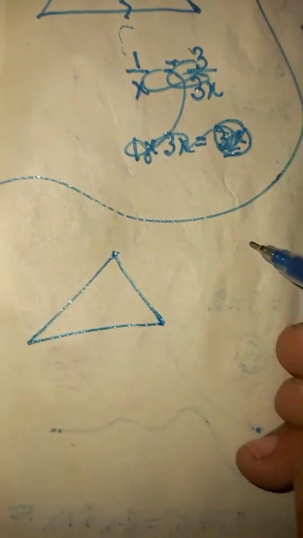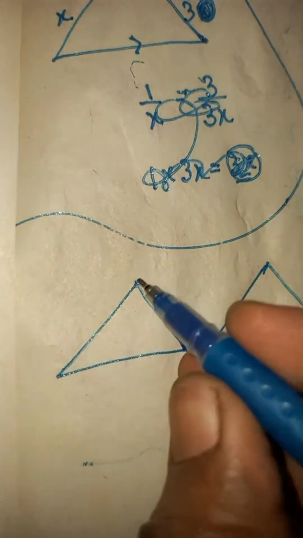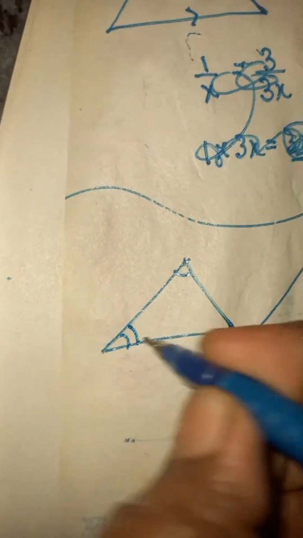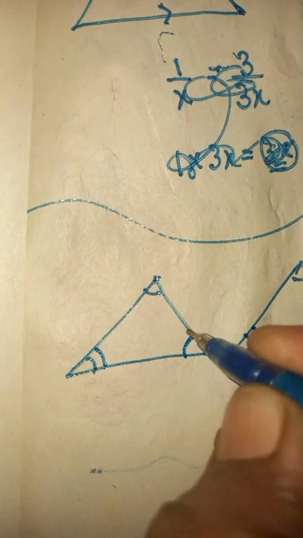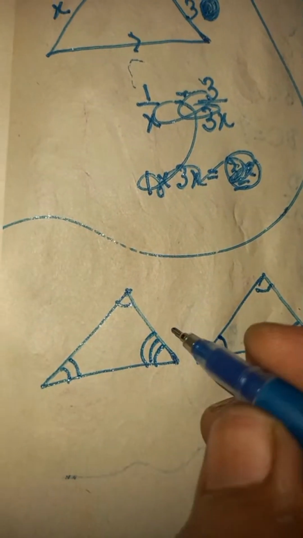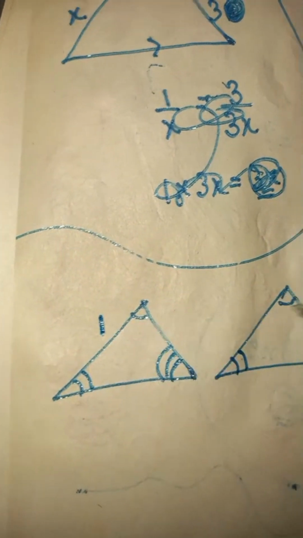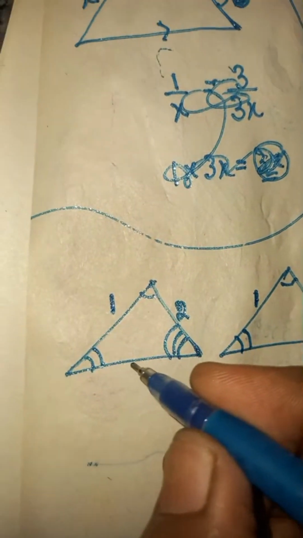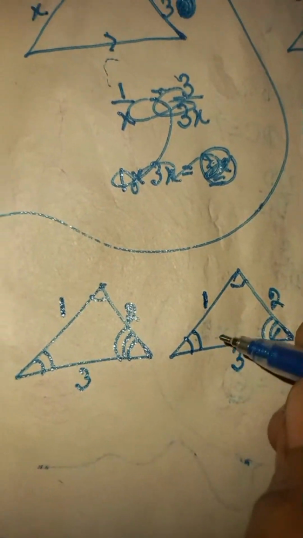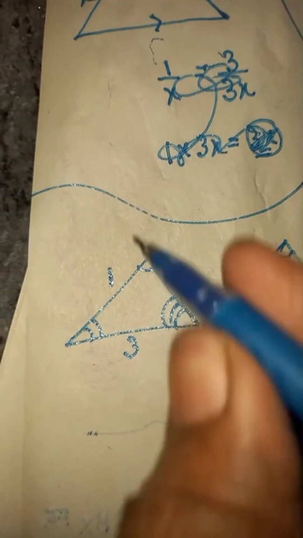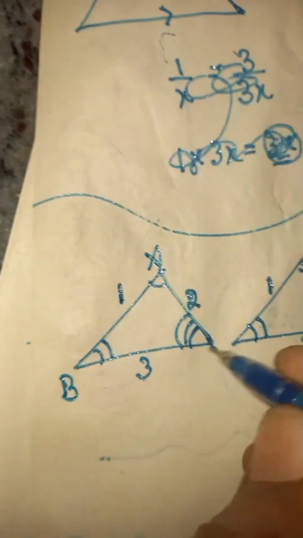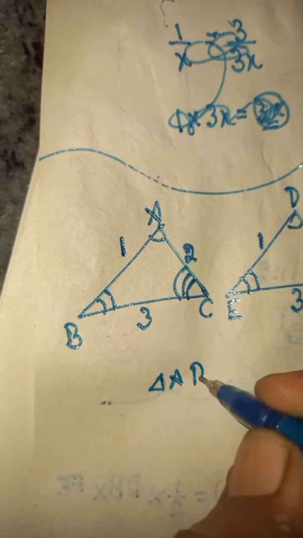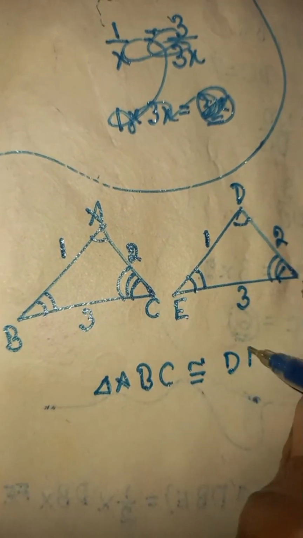Let's take a problem about congruent triangles. If you take two triangles, they are known as congruent if all three angles are equal, the first angle equal to the first angle, the second to the second, and the third to the third, and all sides are equal. This side is 1 unit, here also 1 unit, here it is 2 units, here also 2 units, and here one side is 3 units, here also 3 units. Now they are known as congruent triangles. That is, triangle ABC is congruent to triangle DEF.